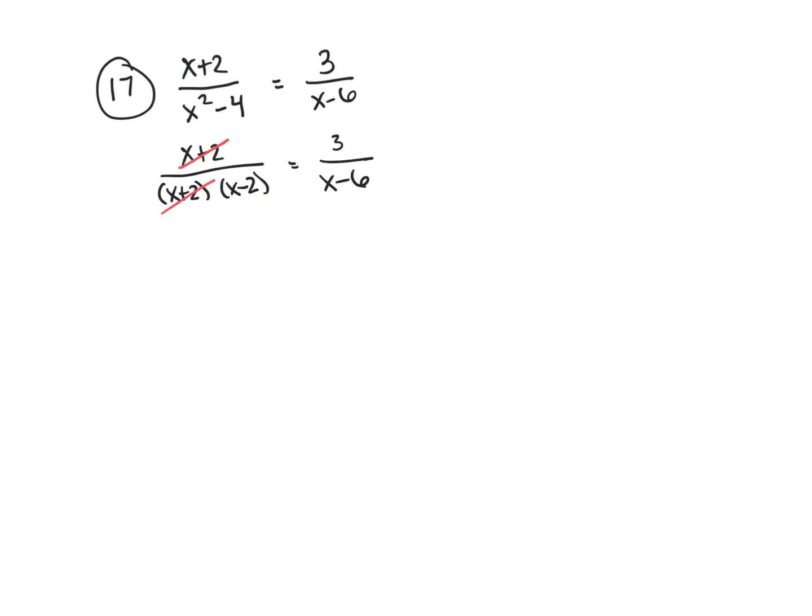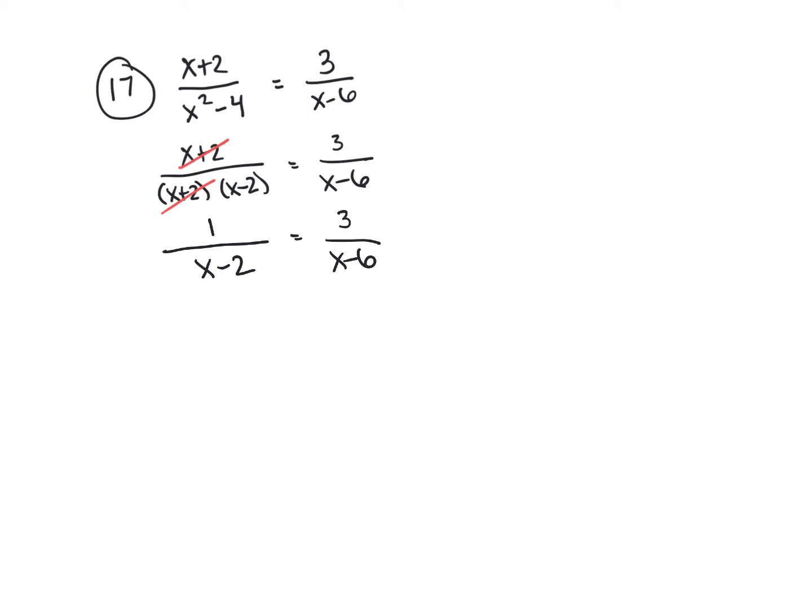Now, when we cancel those out, that doesn't just leave us with this x minus 2. That x minus 2 has to stay, so this is going to be 1 over x minus 2. Pardon me, it has to stay in the denominator, not the numerator. And that's going to be equal to 3 over x minus 6.